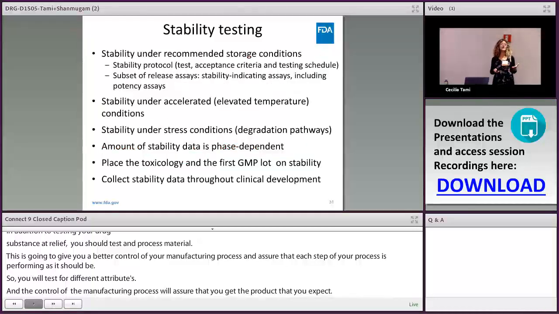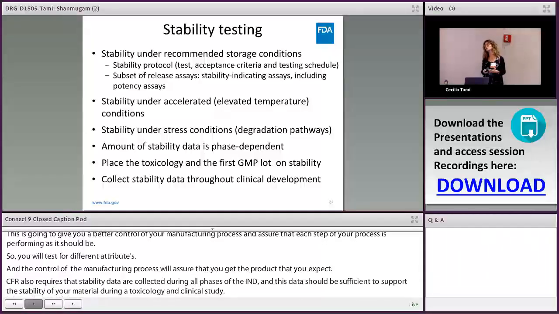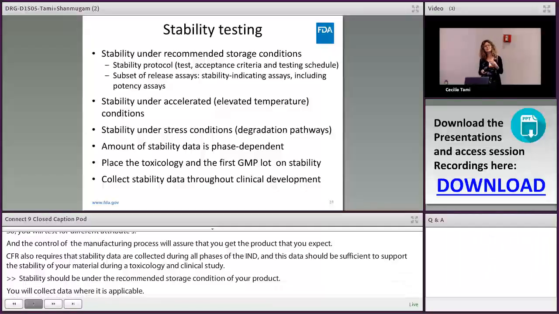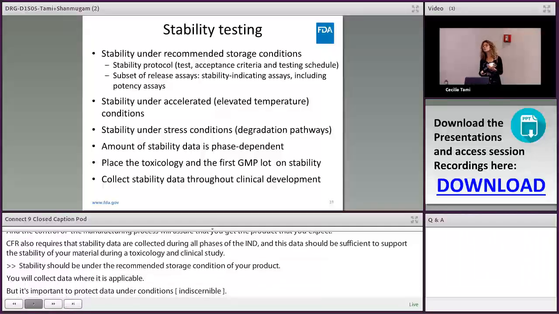Stability data should be collected under the recommended storage condition for your product. So if you plan to store your drug substance frozen at -70, you are going to collect data at -70. But it's very important also to collect data under accelerated conditions or stress conditions, because these are going to give you a lot of information about the degradation pathways of your product, and also help you identify what are those assays that you want to use to monitor the stability of your product.